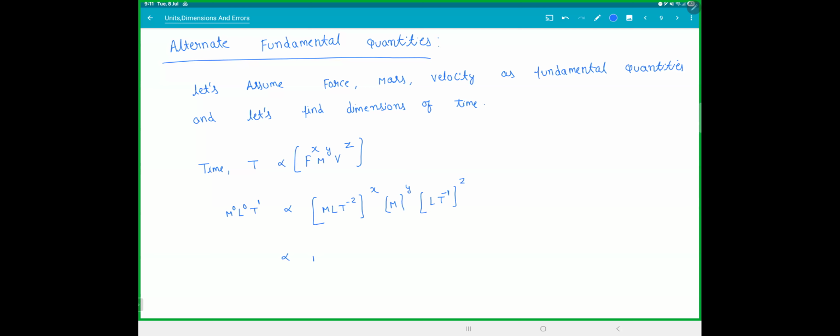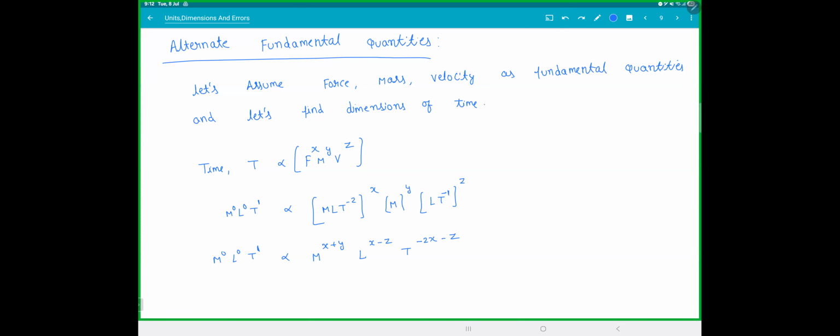So bring all M's together. This will be M power x plus y, L power x minus z, T power minus 2x minus z. This is M0, L0 and T power 1. Since both the equations are the same, the coefficients of the powers must also be the same. So M power x plus y and M power 0 must be the same, isn't it? L power x minus z and L power 0 must be the same. T power this and this must be the same.